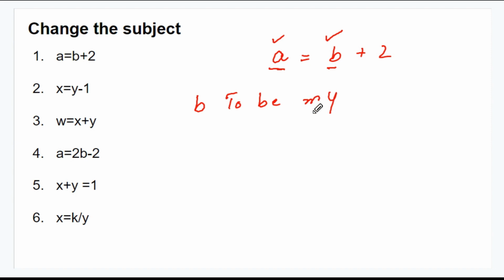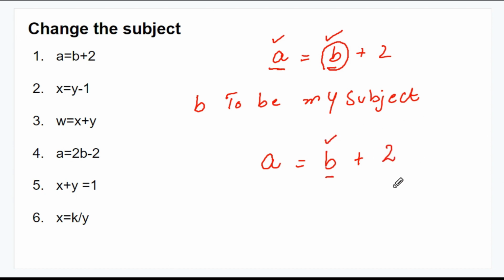Now what should I do? Just think about it, I need to make B all alone like A is right now. So what can we do over here? Just look carefully. Here is A equals B plus 2. What is extra with B on your right side? We have plus 2 extra with B.